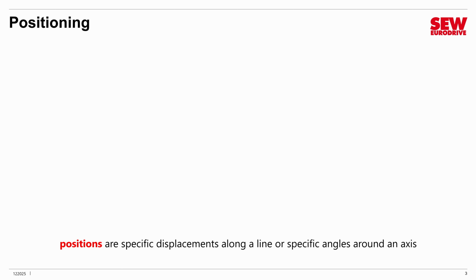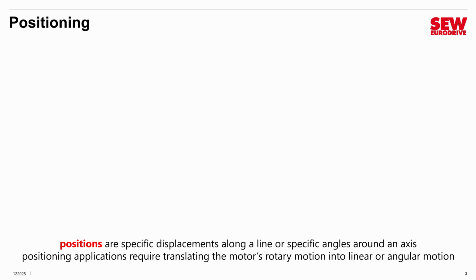Let's define a few terms first of all. Positions are specific displacements along a line or specific angles around an axis. Positioning applications usually require translating the motor's rotary motion into linear or angular motion. Let's see how this can be done.